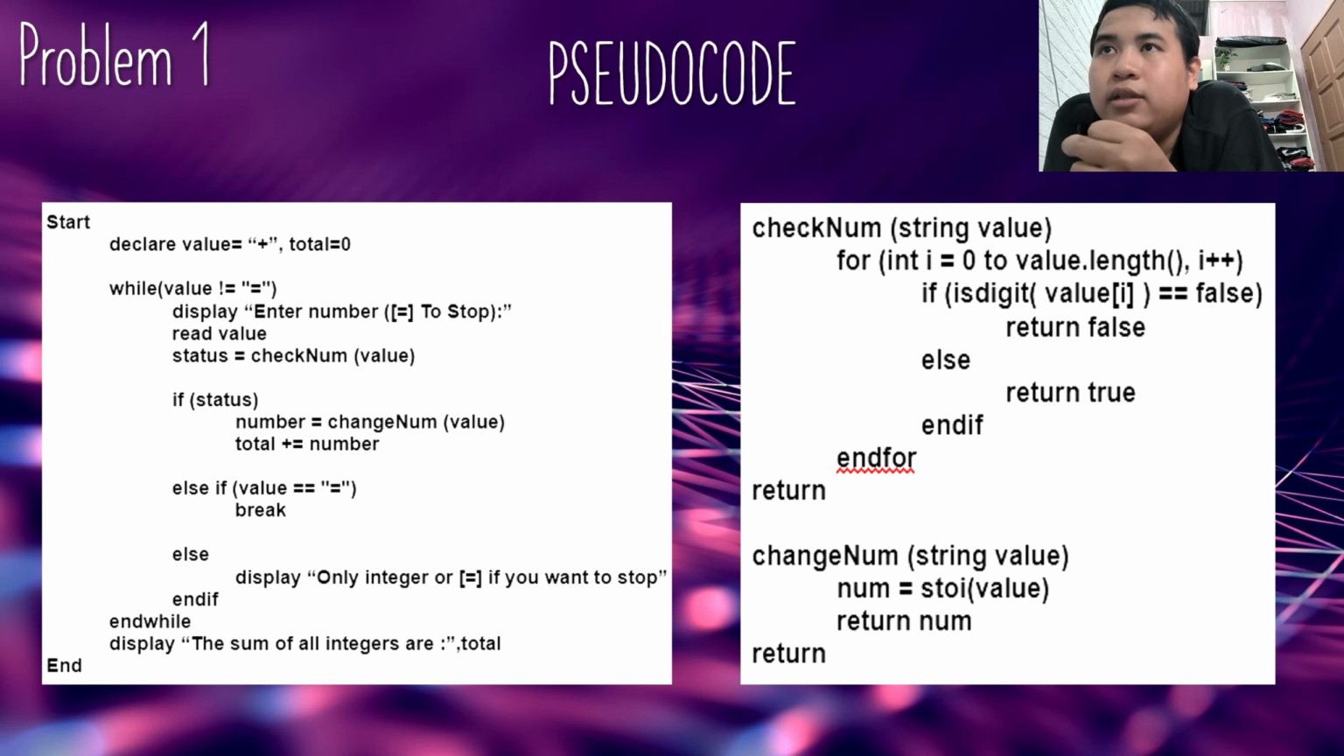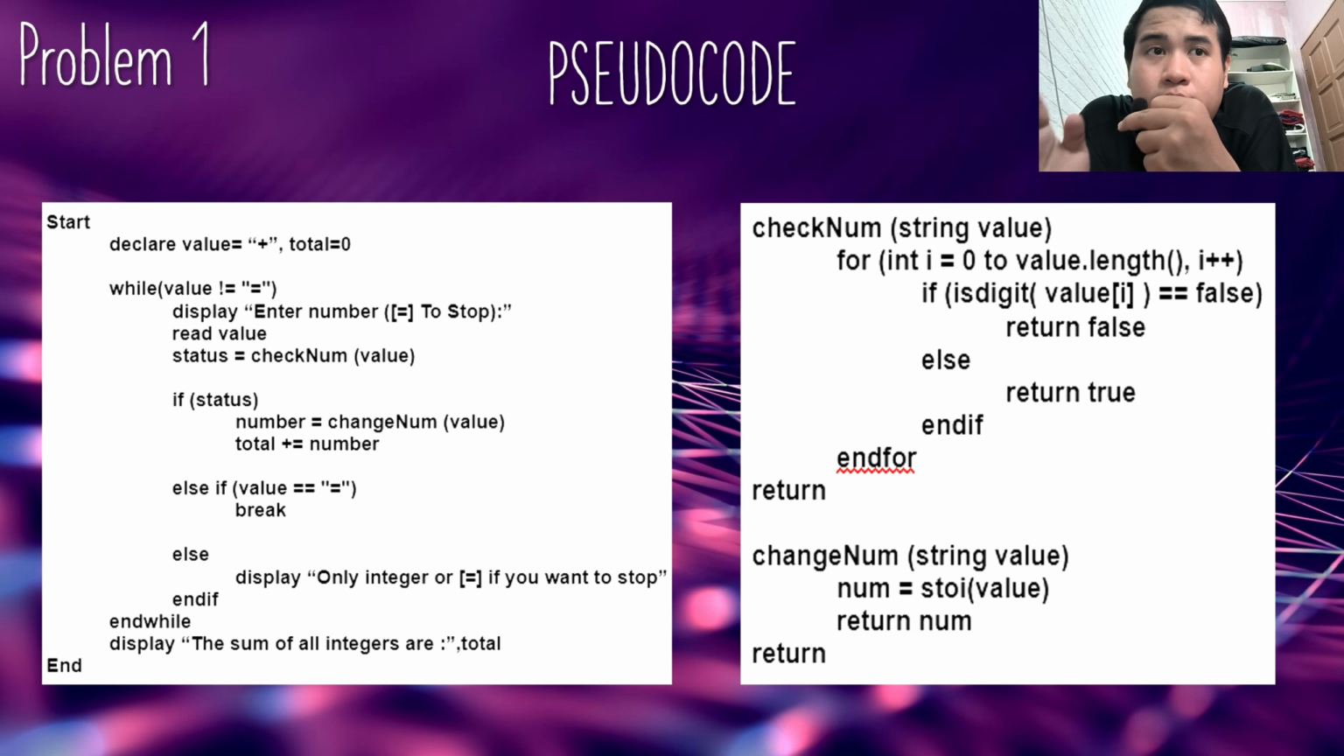Then if status, number equal to change num value. Module change num is for changing the string value that we get to the integer, so you can sum it to get the total. As if value equal to equal sign, then the program will break and display the sum of all total. Then it will end the while loop.